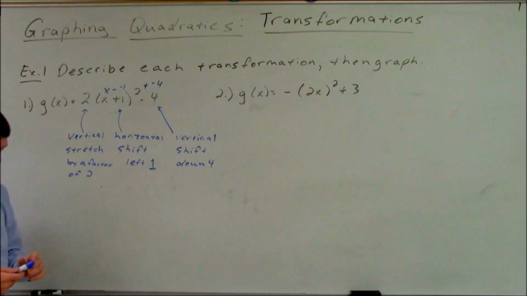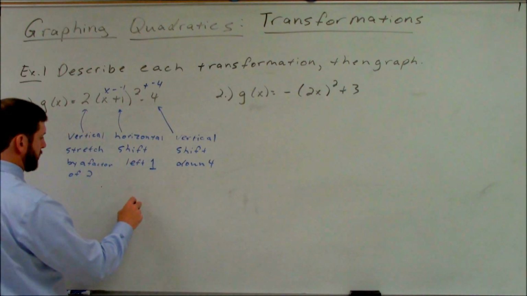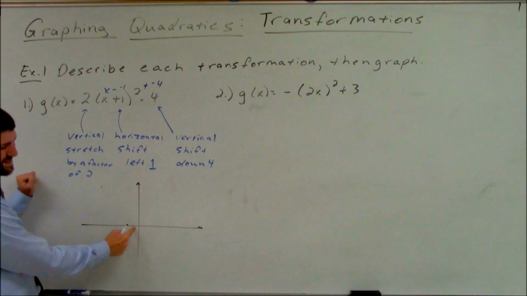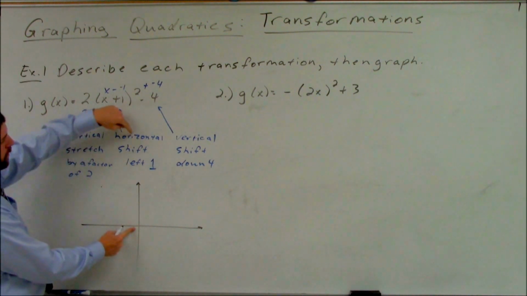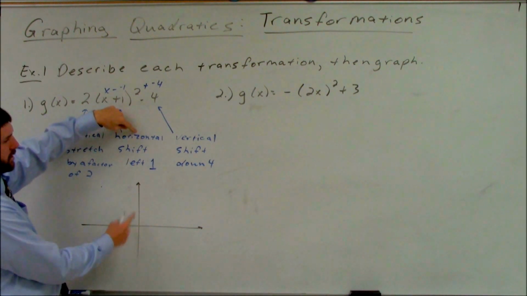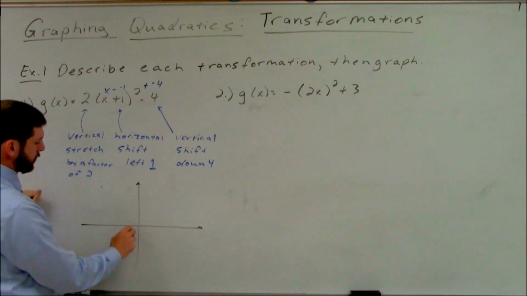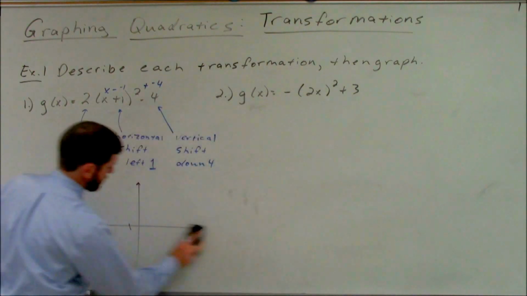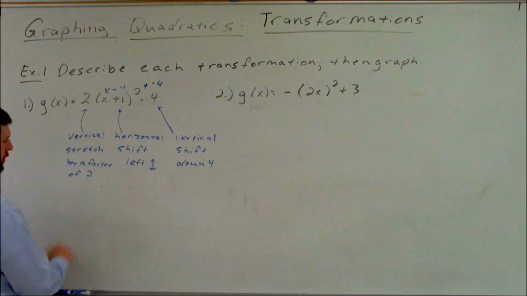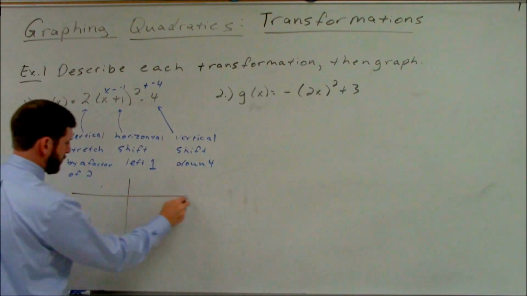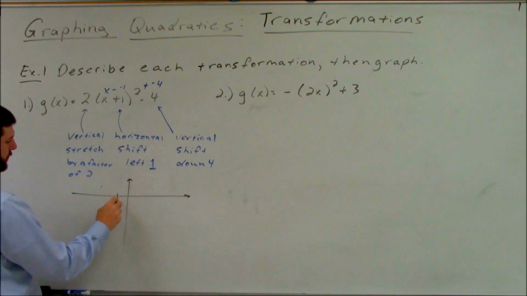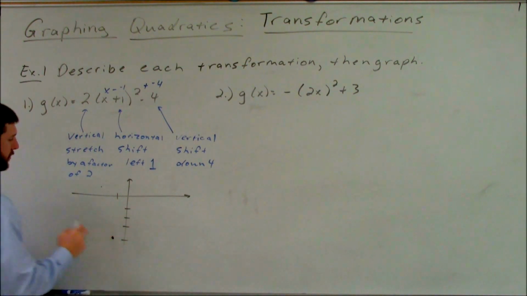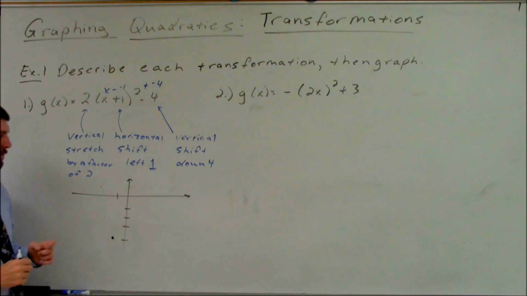So if we go through and graph that, instead of starting at 0, 0 like we normally do, you always want to get your shifts in first. I got to know where my new starting point is. I'm going to go left 1. I'm going to go down 4. So let me redraw this real quick. So left 1, down 1, 2, 3, 4. That's my new vertex. Okay, and here's my stretch.